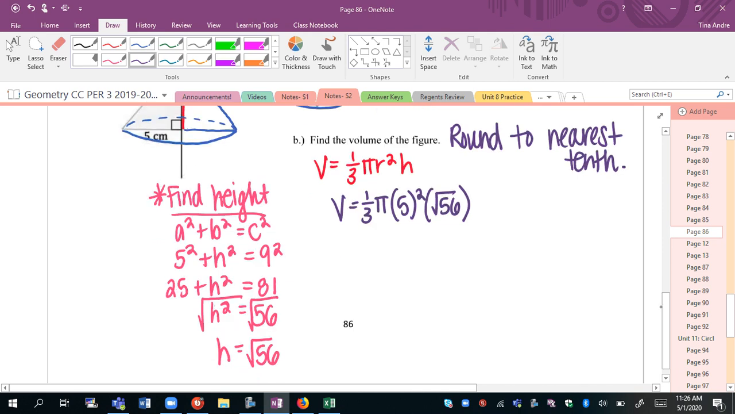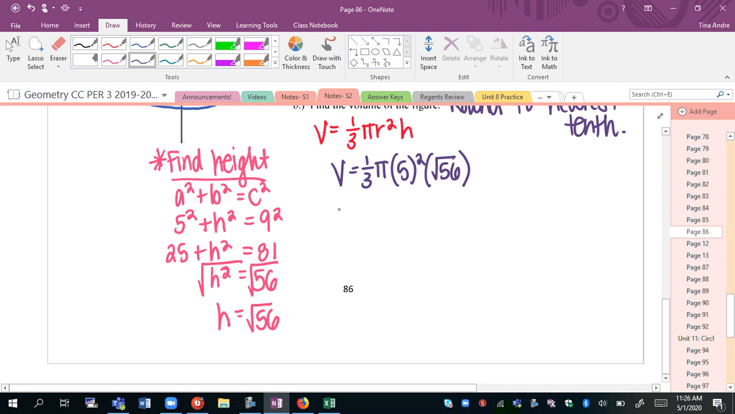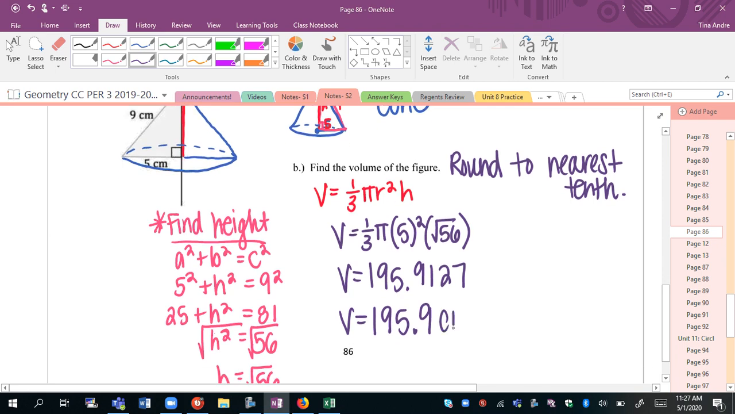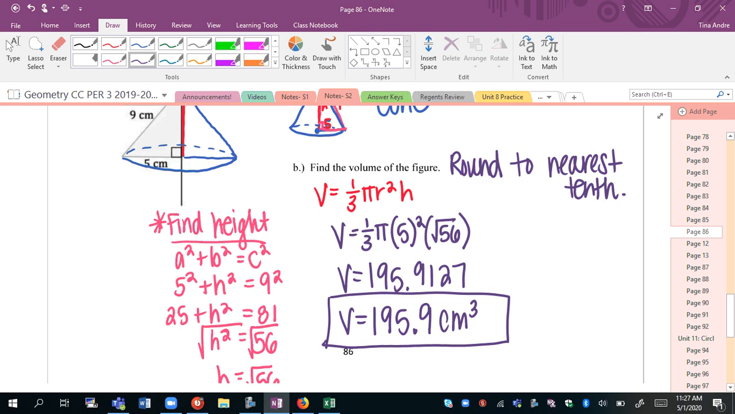nearest tenth. So I'm going to put 1/3 times pi times 5 squared times the square root of 56. And when I do that, I get 195.9127. I'm going to round that to the nearest tenth, so 195.9. Units are centimeters, so it's going to be cubic centimeters. And that's it. So using those ideas, go ahead and try the check your understanding problems and write some key ideas down at the top of the page.